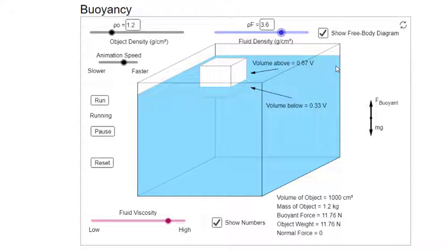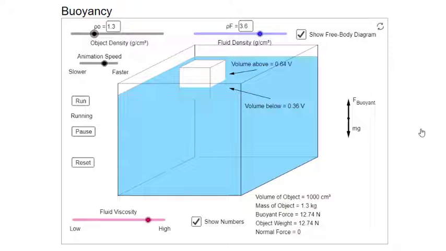Therefore, we can conclude that the buoyant force is directly proportional to the density of the fluid. The more dense the fluid is, the more buoyant force it will produce. Now, the second thing that the buoyant force is dependent upon is the volume of the fluid displaced.